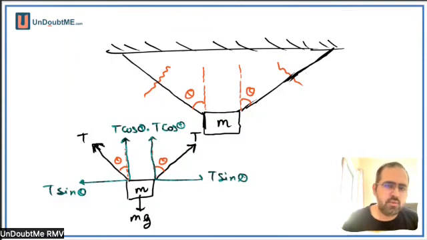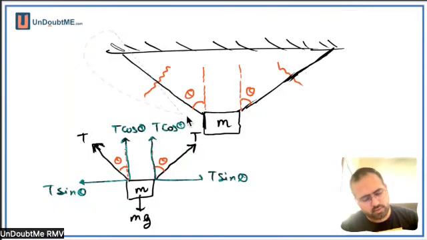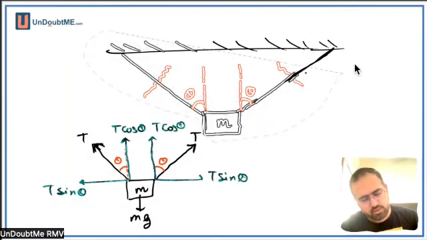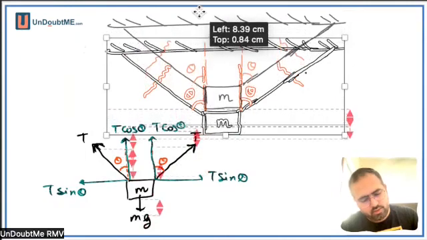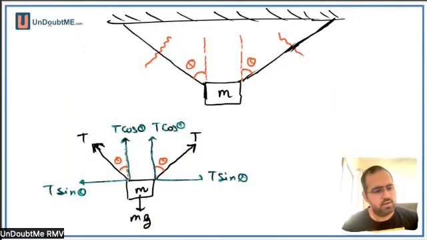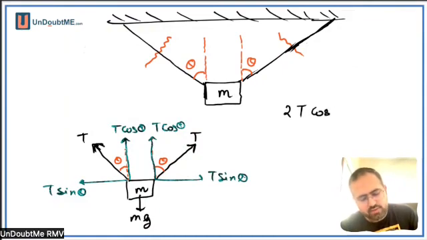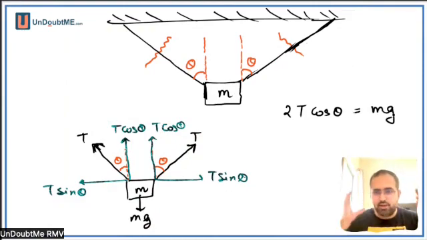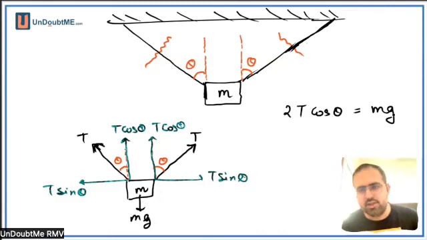Now you tell me, what all vertical forces can you see in the system? T cos theta and mg. But two of T cos theta. Correct, we can see 2T cos theta. So vertically upward it is 2T cos theta and downward it is only mg, assuming that the system is at rest. So 2T cos theta is equal to mg. That will be my first equation. Clear?